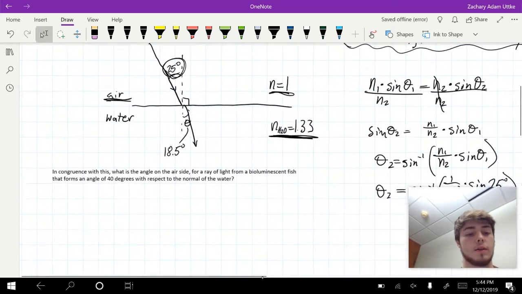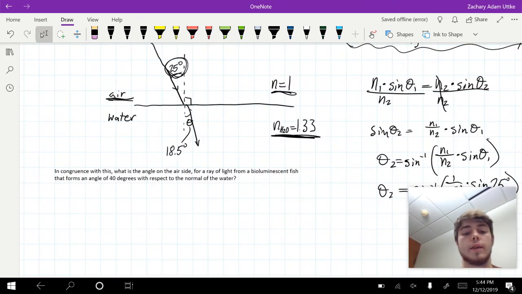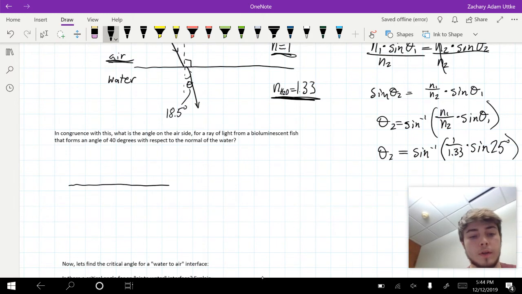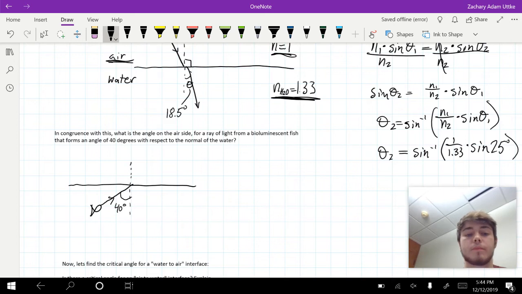Continuing this, what is the angle on the air side for a ray of light from a bioluminescent fish that forms an angle of 40 degrees with respect to the normal of the water? Let's draw this then. Let's say that is our water. Here's our normal, and here's our fish. It shines a ray of light like that that makes a 40-degree angle with the normal. Now, what is the angle of refracted light on the air side?